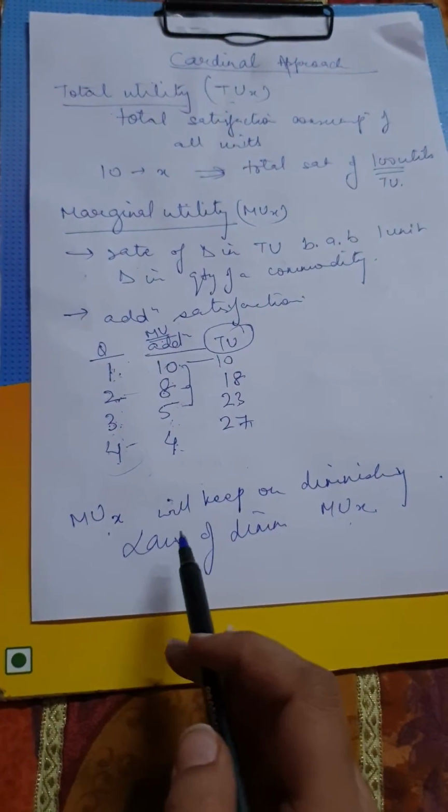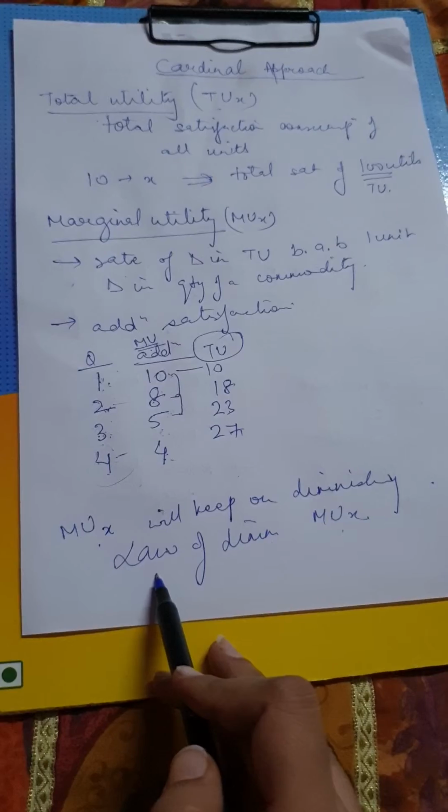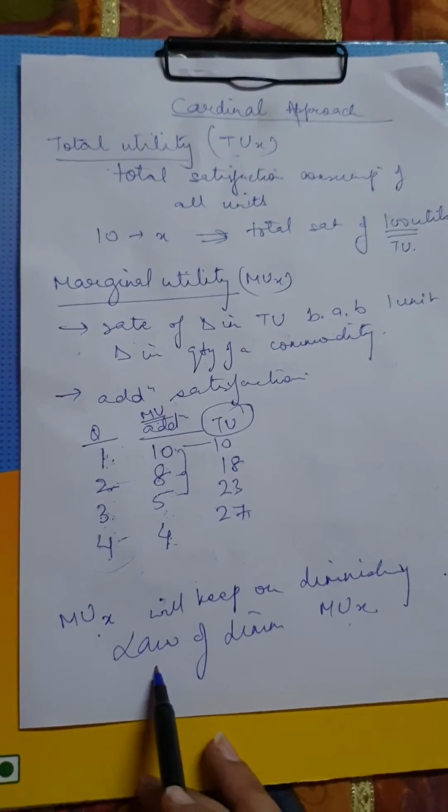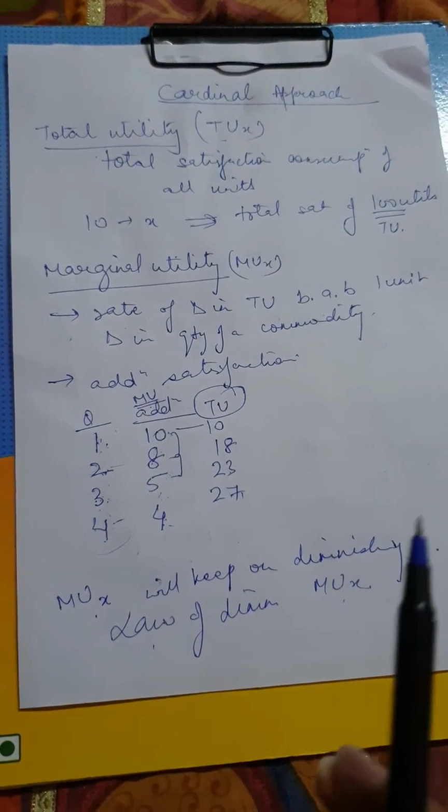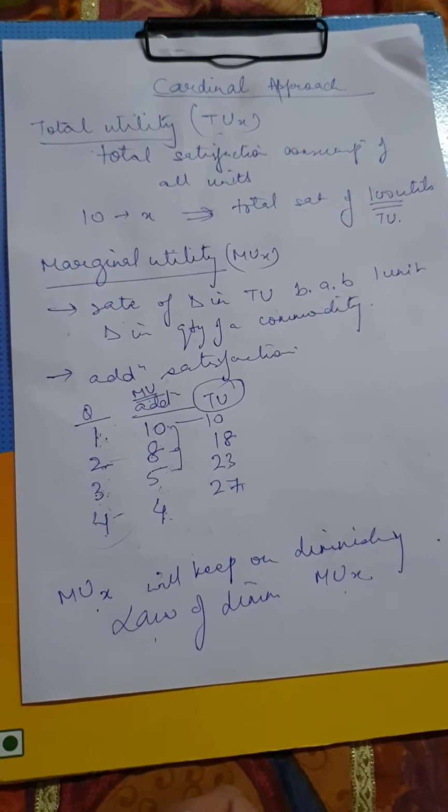Okay. After this, in the next video, we will be talking about how to derive consumer equilibrium using this cardinal approach, that is the Alfred Marshall approach.